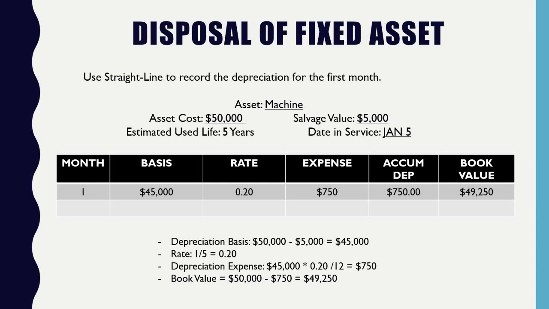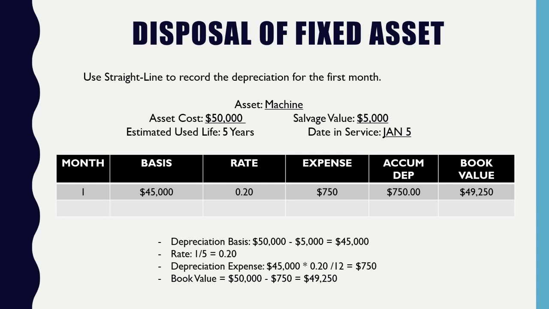Because it's a machine, we're going to say that at the end of its life it should have a remainder of $5,000, and it has a 5-year life. In this case, we've got 45,000. The rate is 20% because 1 divided by 5 is 20%. Therefore, you're going to depreciate it for the month, so you're going to divide that amount by 12 to get your monthly amounts, okay?